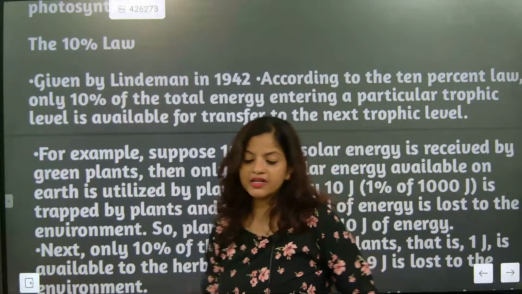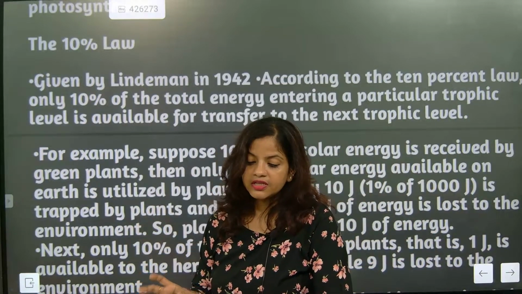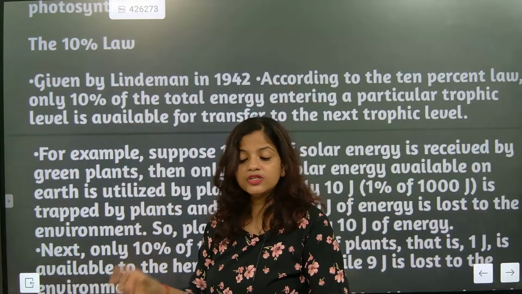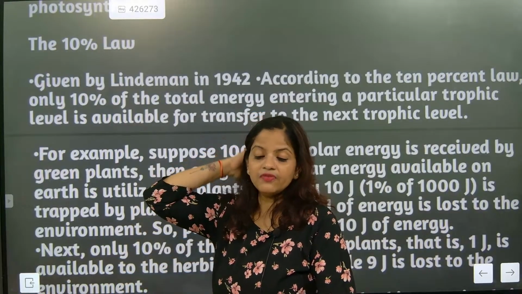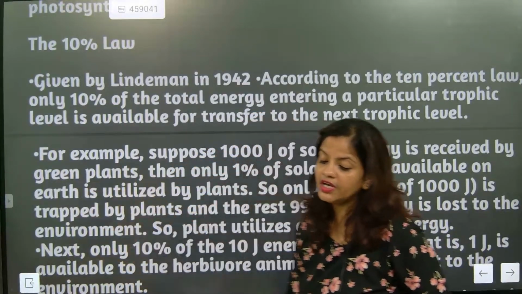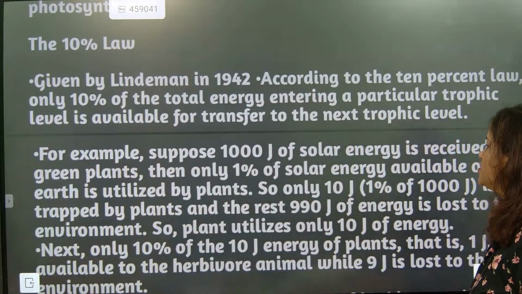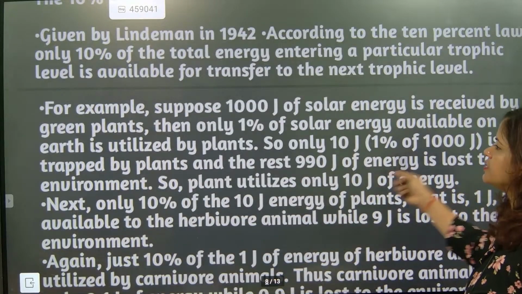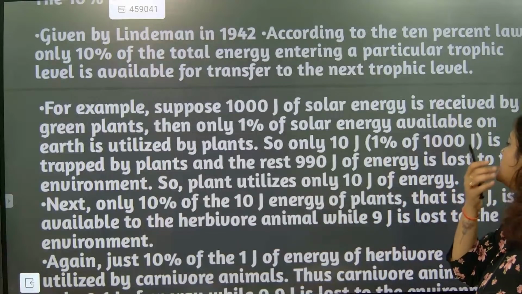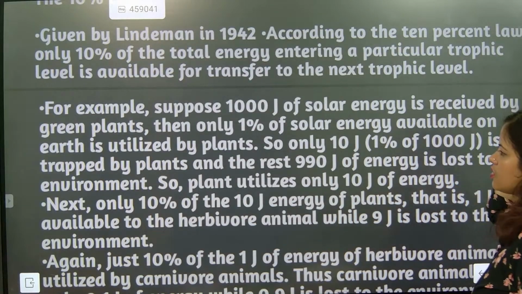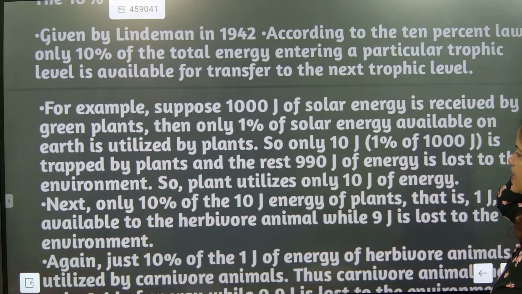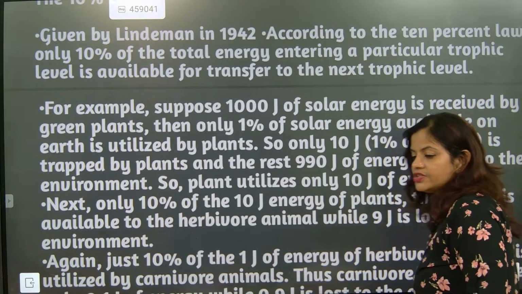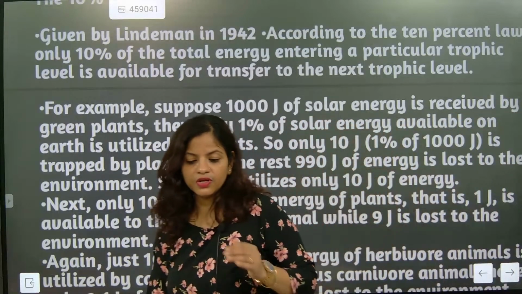So if the plant has 1,000 joule, then the herbivore will have 100 joule. And if the herbivore has 100 joule, then we humans, if we are eating the plant, have only 10 joule of energy. This is the most important thing. Only 1% of the solar energy is trapped by the plant, and the rest is lost to the environment. The plant can utilize only 10% of energy.